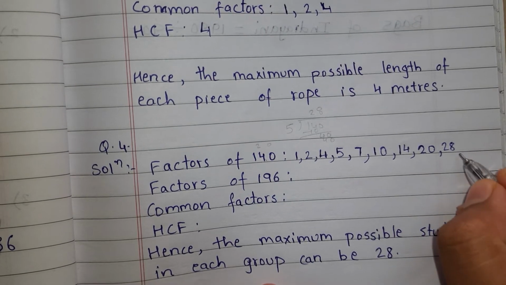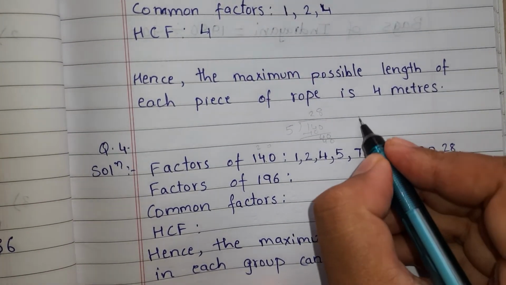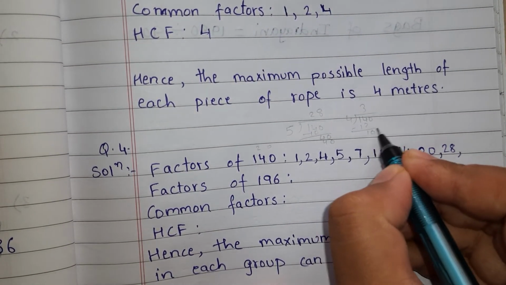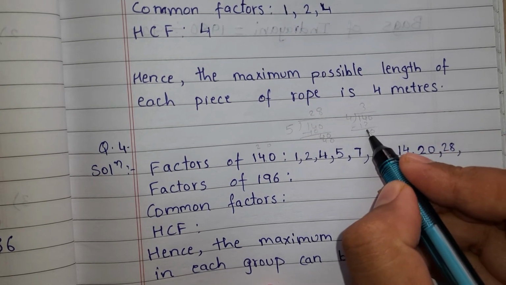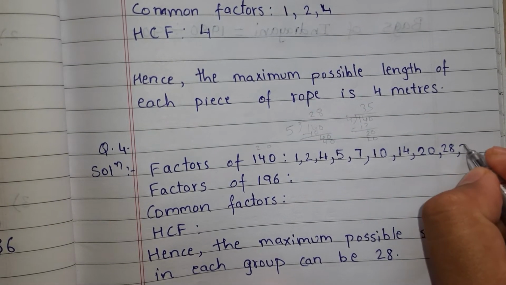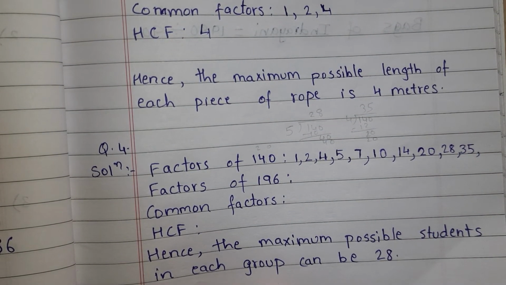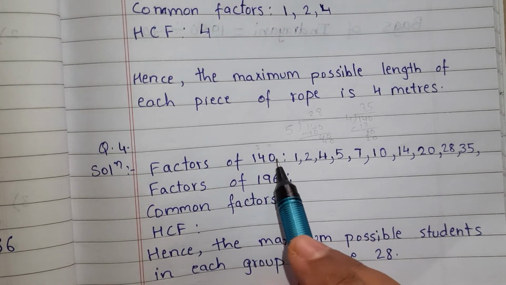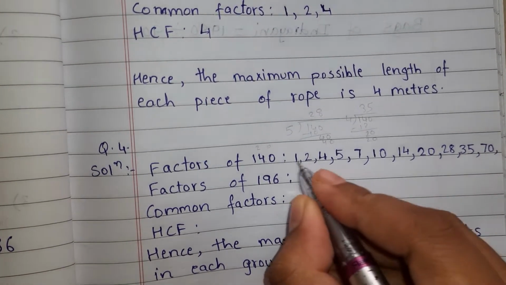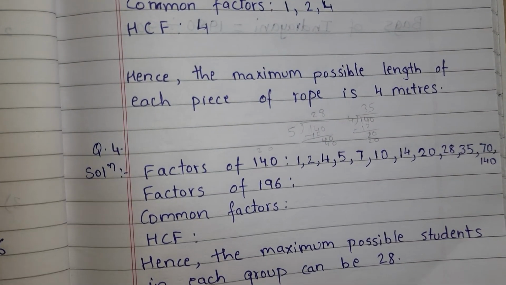Then find the pair of 4. 140 divided by 4. 4 3s are 12. 1 0. Sorry, 2 0. 4 5s are 20. So 35 is a factor. Then 2 7s are 14 and 0 means 70 is a factor. And 1 into 140. So 140 is a factor.